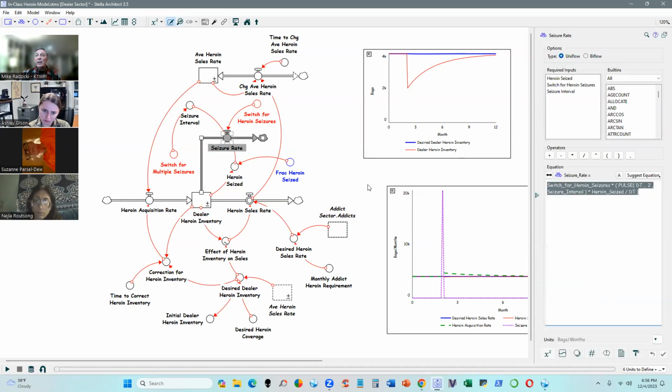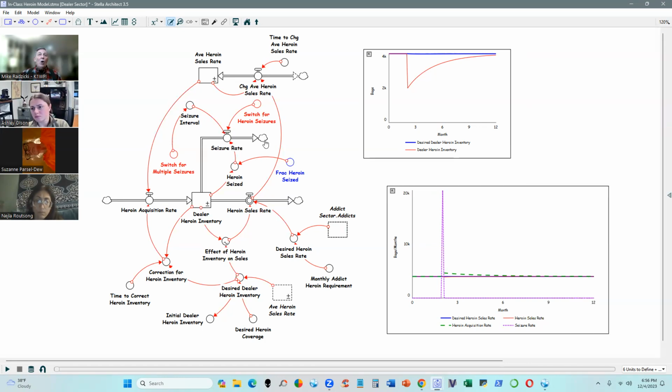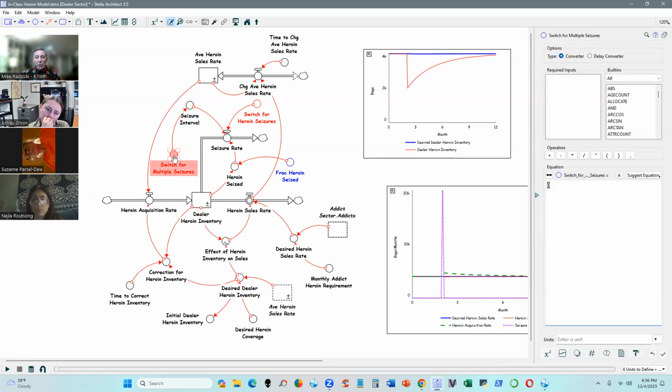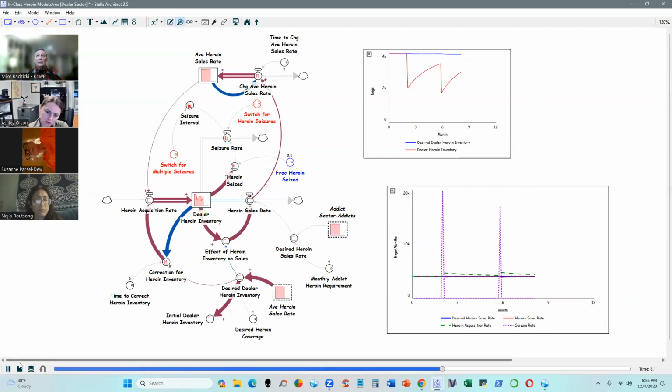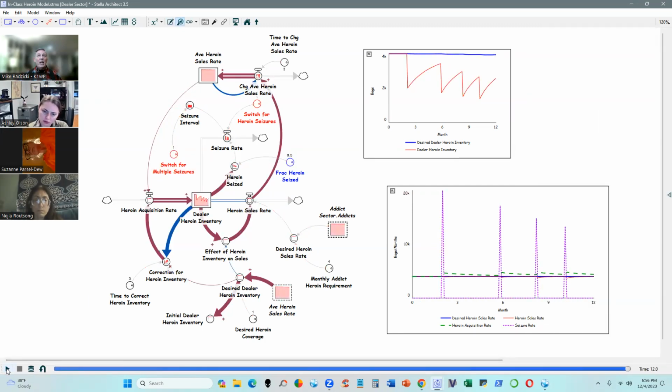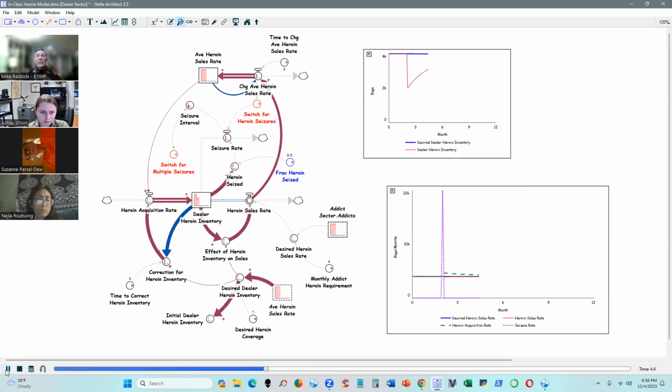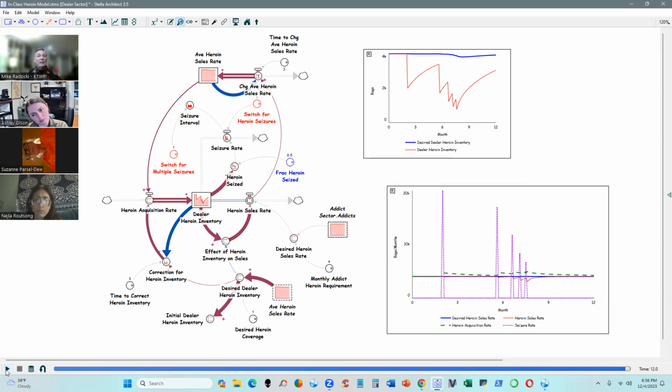All right, so what do we got here? Switch for seizures, heroin seizures, pulse, and interval. Okay. All right, how about if we say we want multiple seizures, randomly determined. Let's run it. Now, I didn't put a seed value in there, so every time I run it, it's going to be different.